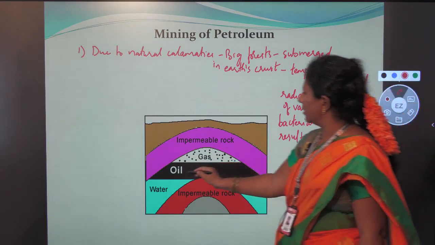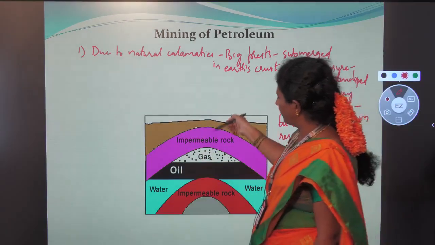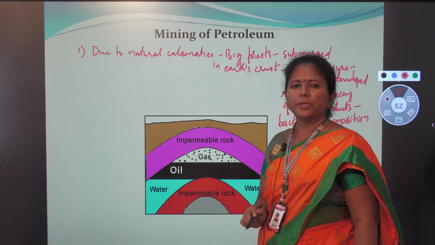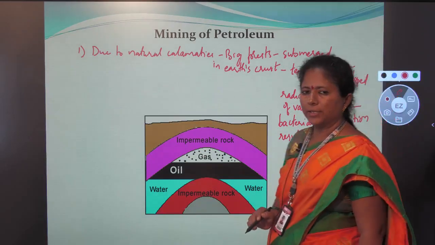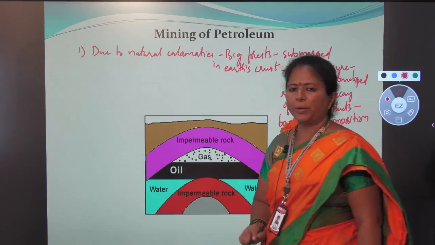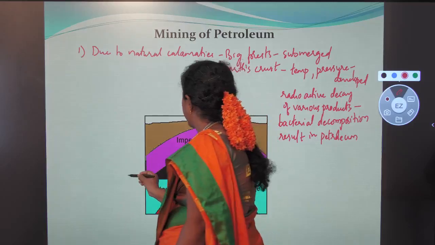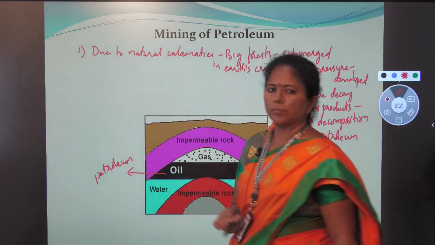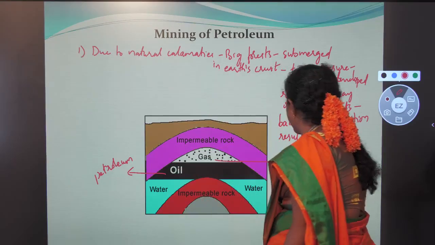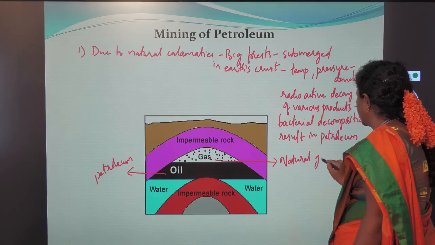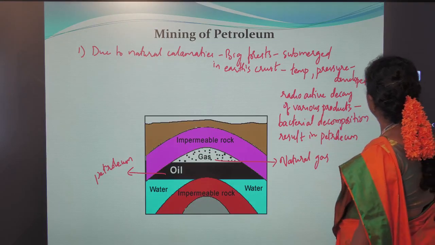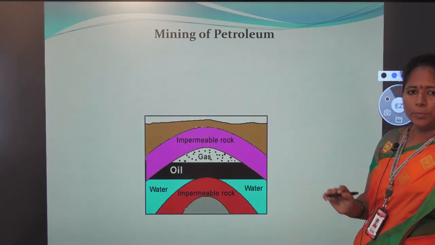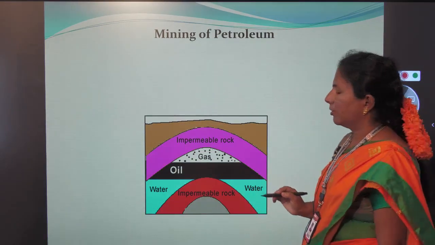So see here, this is the Earth's crust. Big forests will be submerged due to natural calamities, and the temperature and pressure developed, and due to radioactive decay of various products and bacterial decomposition, petroleum will be formed under the impervious rock. So this oil we call petroleum. And the gas, this gas is nothing but natural gas. And the proof for this theory is the presence of chlorophyll and resins.